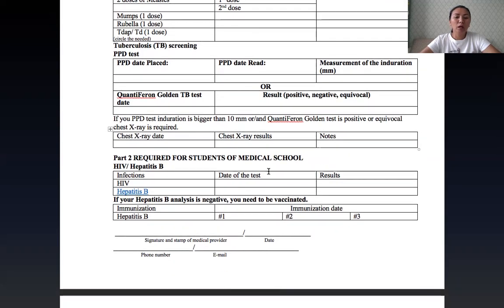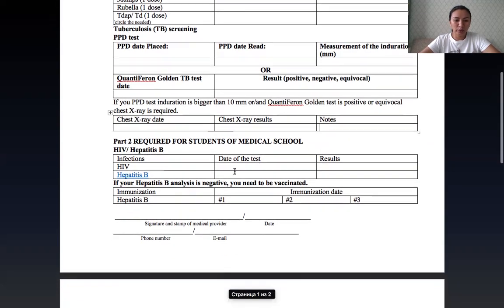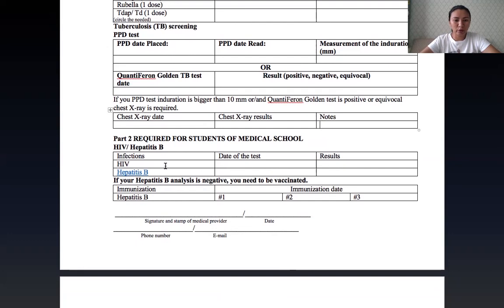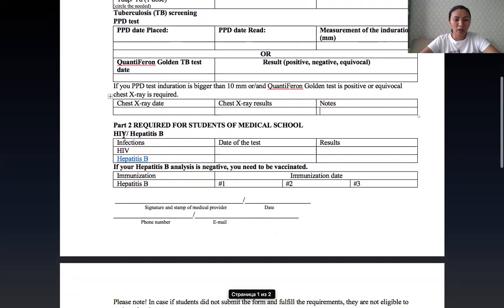Okay. Well, let's go to part 2, requirements for students. Students of medical school who will have a clerkship need to undergo the tests against HIV and hepatitis B in order to identify if they are free of these infections. And here you need to indicate the date and the results.